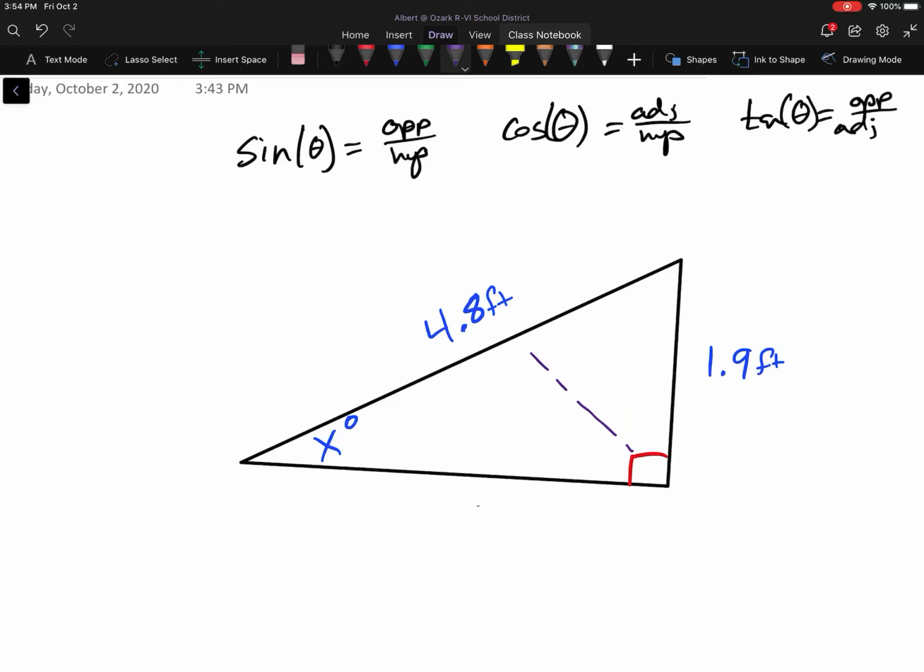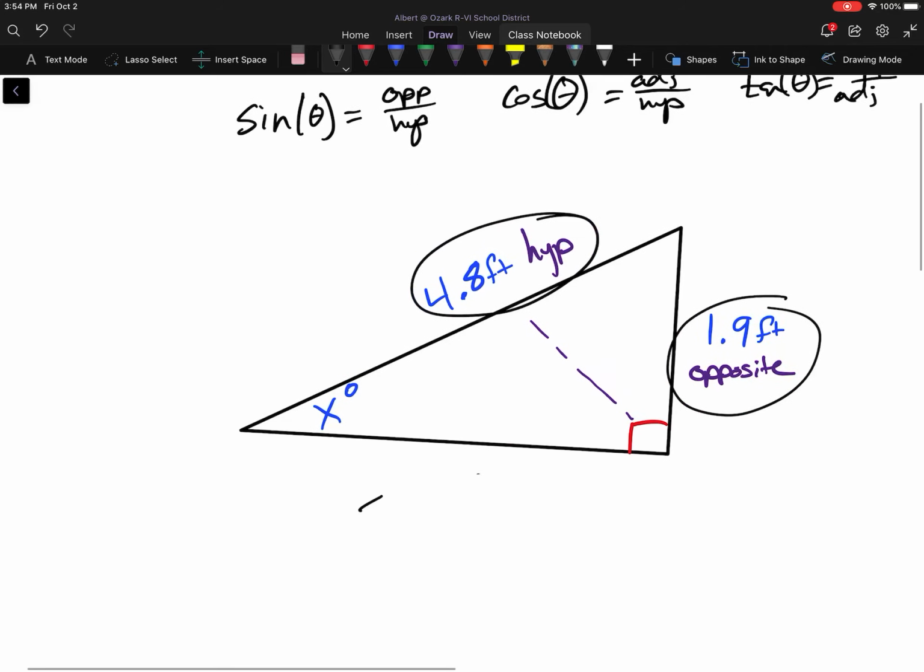From the 90-degree angle there, we can identify the hypotenuse, and across from the x, we can identify as the opposite. So then we'll be able to set up an equation to solve for this. Since we're involving the opposite and the hypotenuse, we'll use sine. Sine of x is equal to the opposite, which is 1.9, divided by the hypotenuse, which is 4.8.